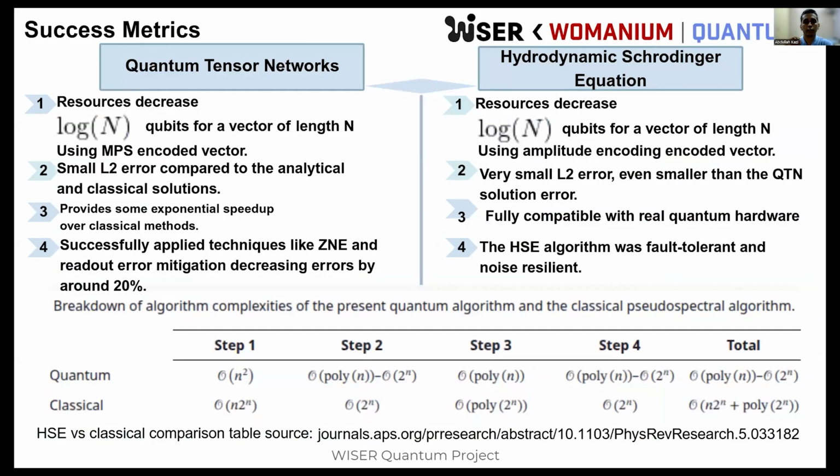So the success metric for our case was that we were able to achieve good results for both QTN and HSC, with an exponential decrease in resources, using log n qubits for a vector of length n. And we successfully implemented error mitigations like ZNE and dynamic decoupling. The table below shows some of the steps where HSC can be faster, with an exponential complexity in the classical one. We can move on to the next slide.